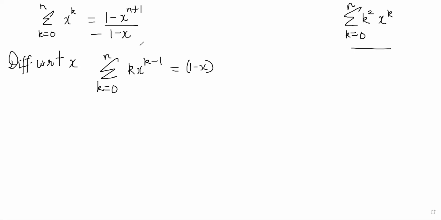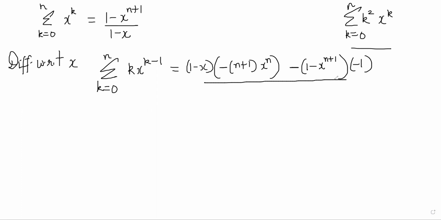I'm going to differentiate this by quotient rule. So be careful while applying it because it's a complicated looking fraction. 1 minus x into minus n plus 1 x power n minus 1 minus x power n plus 1 into minus 1 divided by 1 minus x square. This is what we are getting. So we have gotten 1k here, right?